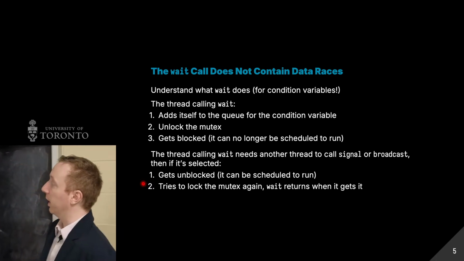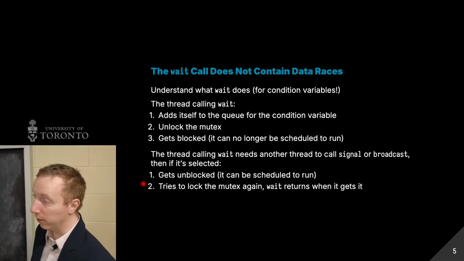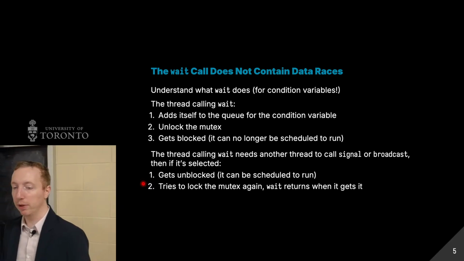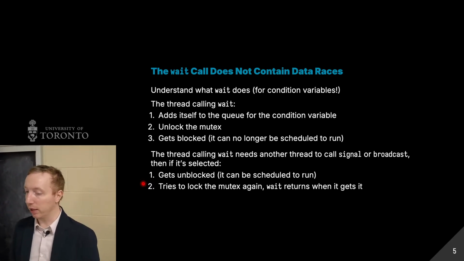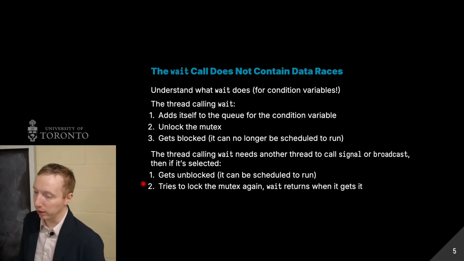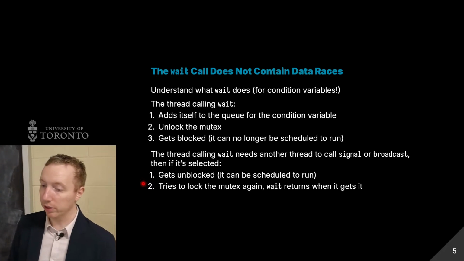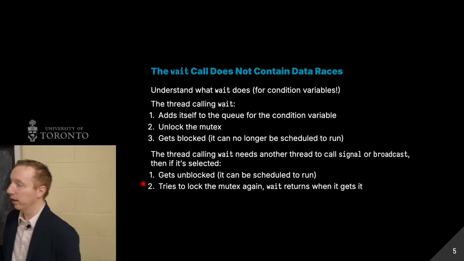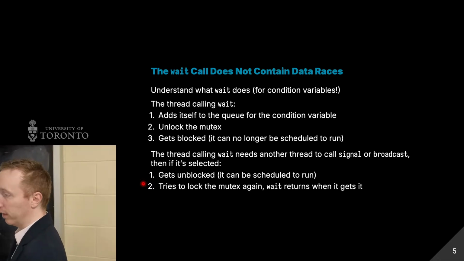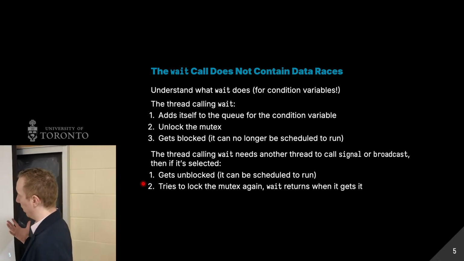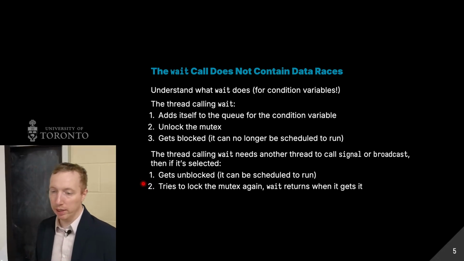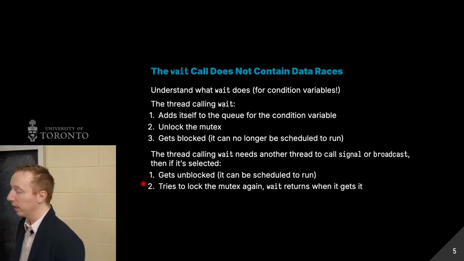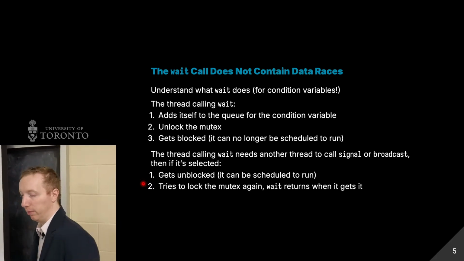So again, the thread calling wait does three things before it gets blocked. It adds itself to the queue for that condition variable. It unlocks the mutex, and then it blocks itself, so it's no longer able to run. Then the thread calling wait needs another thread to call either signal or broadcast. Then it gets unblocked, so it can now be scheduled to run. And before it returns from wait, it will reacquire that mutex again, and wait will only return once we have acquired that mutex.